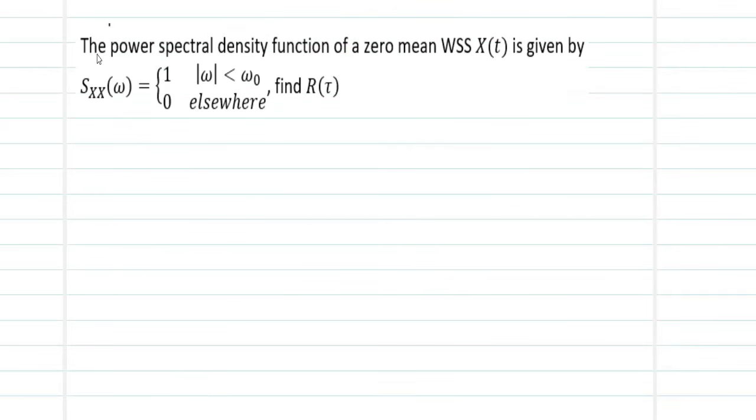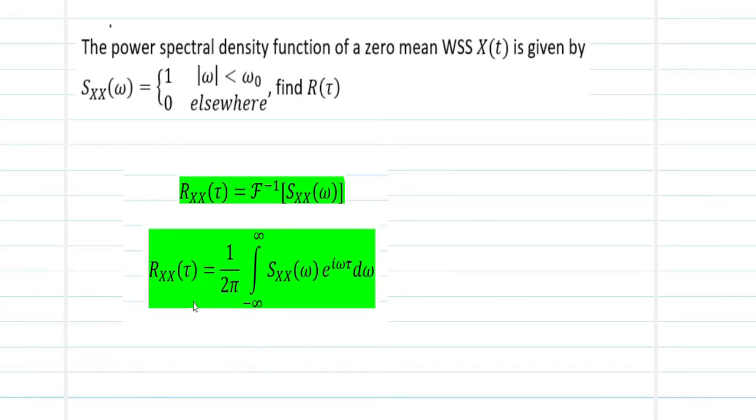Problem number 2 states that the power spectral density function of a zero mean WSS process x of t is given by Sxx of omega is 1 for mod omega less than omega naught and 0 elsewhere. We will have to find the autocorrelation function R of tau. Again, given power spectral density, we are going to find autocorrelation function. How are they related? Autocorrelation is nothing but the inverse Fourier of your power spectral density.